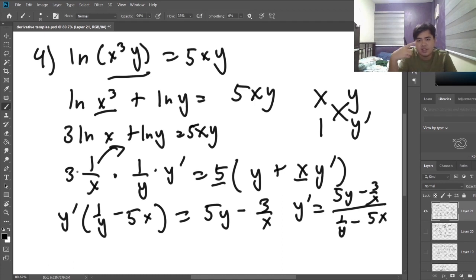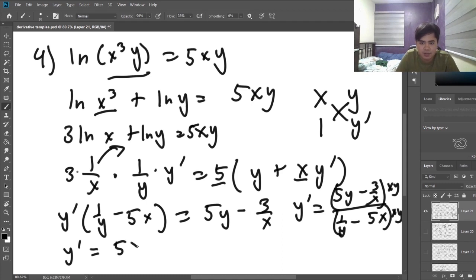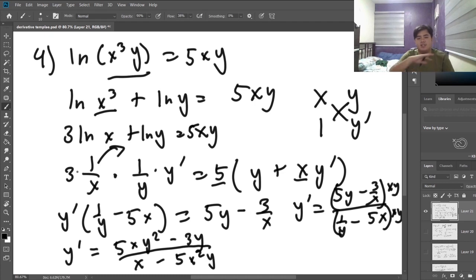The problem here is that it's a complex fraction, so we need to multiply by the denominators here. So we multiply both the numerator and the denominator by xy, so we can get rid of the offending complex fraction there. So y prime is now going to be 5xy squared minus 3y over x minus 5x squared y. Yes, that is the answer.